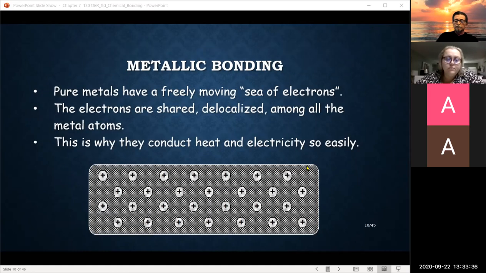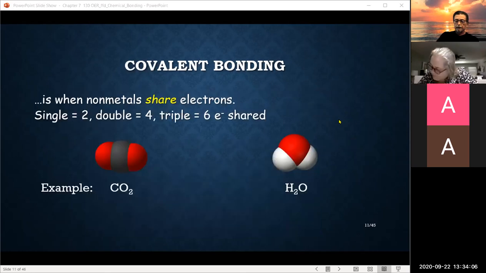With respect to metallic bonding, there's not much to say about that. It's just that metals on the surface have a whole bunch of electrons. Because of that, metals are very good conductors of heat and of electricity. They're just flooded with electrons on the surface, and that's really all we're going to say about metallic bonding.